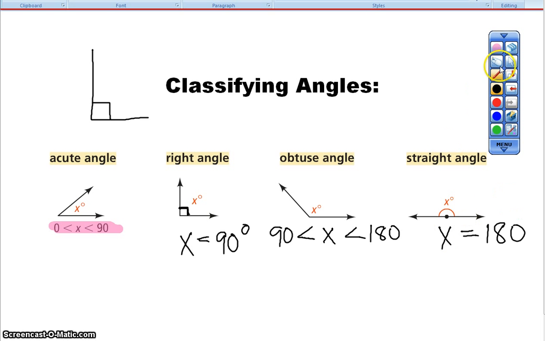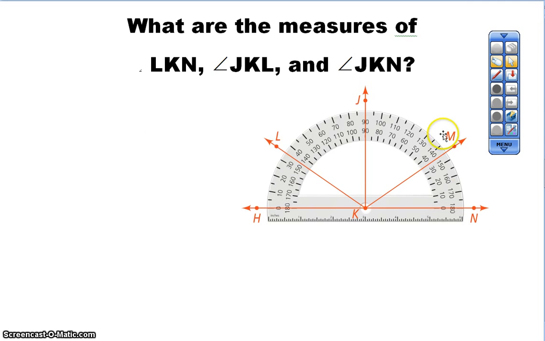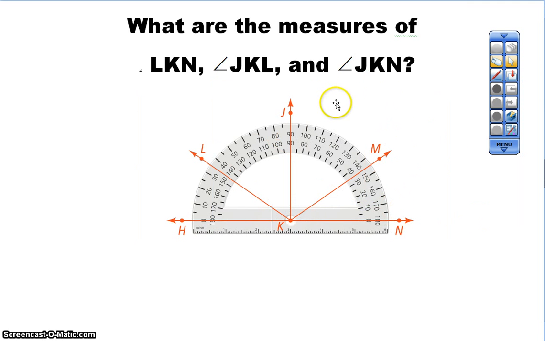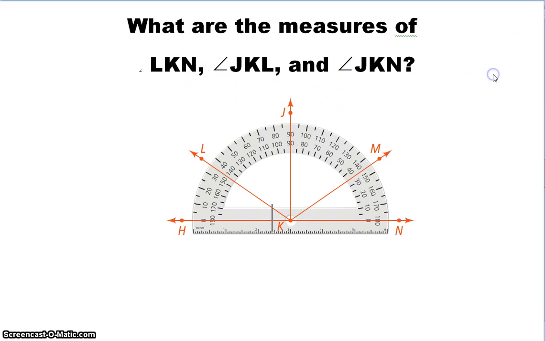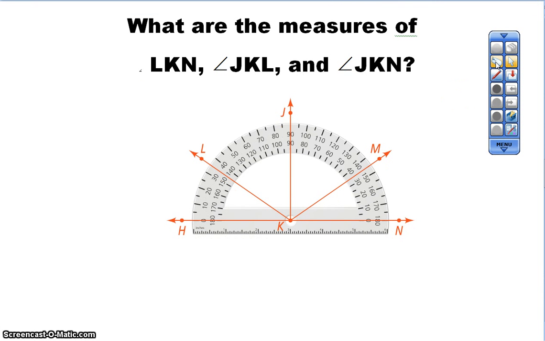Okay, so let's talk about how you read a protractor. Let's go to page 2 of your notes. And I have here on your note sheet a protractor. And I want to know what are the measures of angle LKN. So here's my first one, LKN. So I can see that LKN is formed by right here. And I know that that is a pretty big angle. It's more than 90 degrees, so it's going to be an obtuse angle, more than 90.